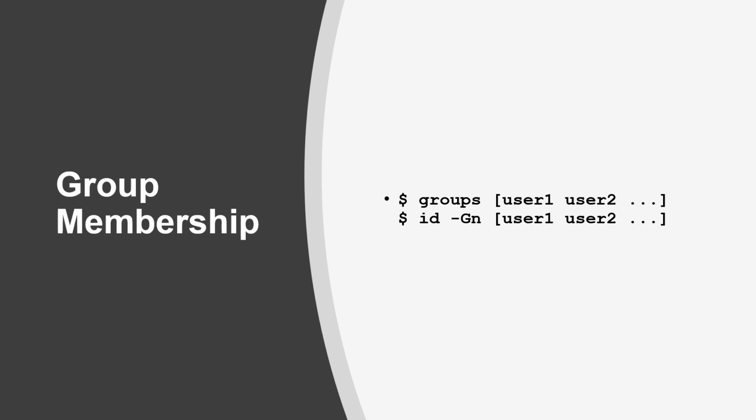Group membership can be identified by running either of the commands on the screen. With no arguments, either command reports on the current user. Note that the default groups can differ by distribution, right? On CentOS, you type in groups, you just get one group, right? On Ubuntu, you type in groups, you get all the groups.